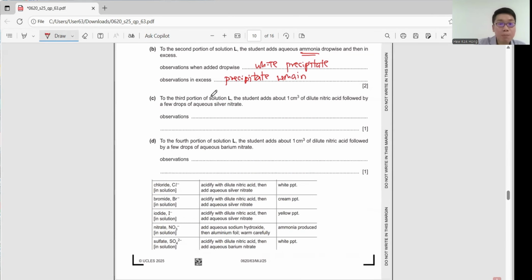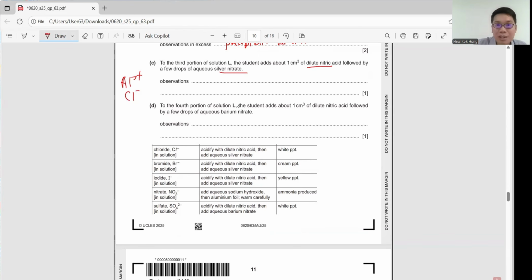Part C. To the third portion, the student adds dilute nitric acid followed by silver nitrate. We see the test using dilute nitric acid, and then with silver nitrate is this. Here we have the chloride ion. We refer back here, so it will form a white precipitate. D. The fourth portion adds dilute nitric acid with barium nitrate. Barium nitrate will only show a white precipitate if it's a sulfate ion. Since we don't have sulfate, we only have chloride, so no change will be observed.